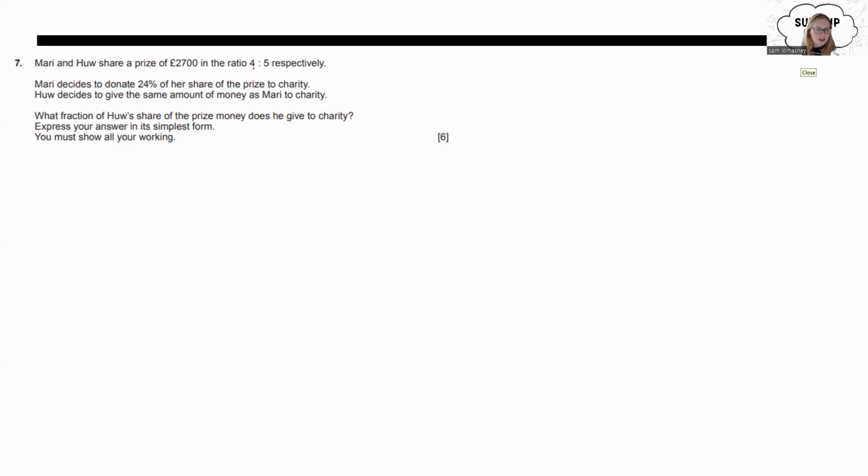So the first thing I'm going to note is, because they're sharing in the ratio, I'm going to split it. Divided by 9. You can use your trusty bus stop. We love a trusty bus stop. Doesn't make much difference here, but I'll show you. 9 is 300. Gets our place value there, no mistakes. So £300, and that's 1 share.